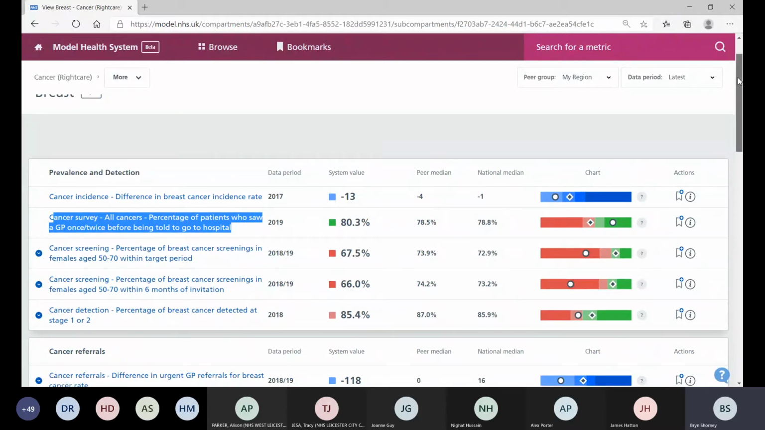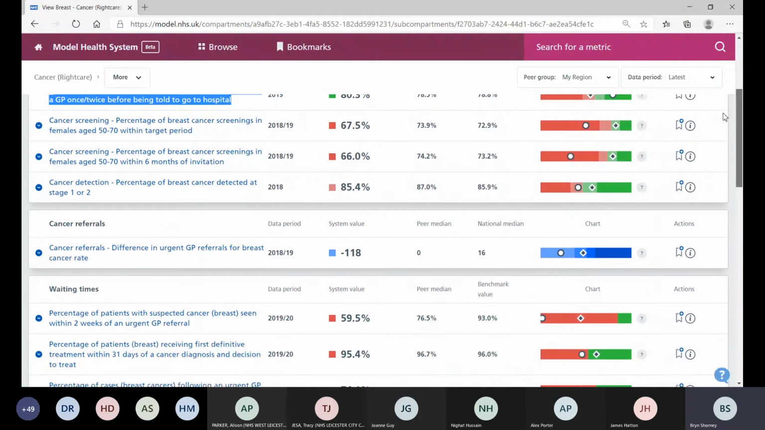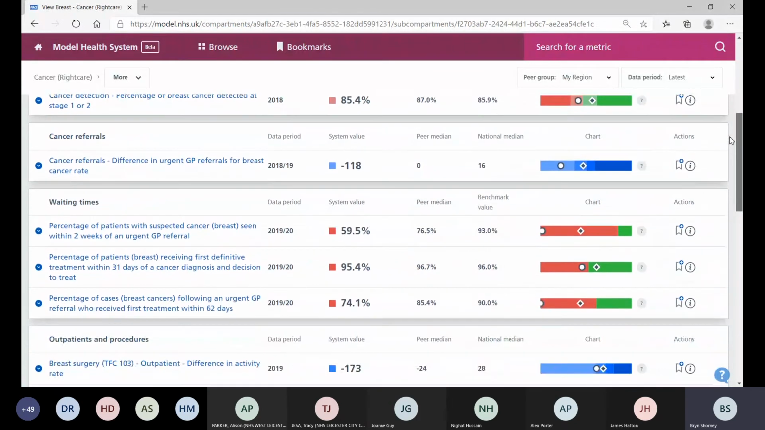Again, I won't dwell on this for too long, but just to reiterate what I said previously, we've got a lot of information at many stages of the pathway, and we very much encourage users to view all of this together.